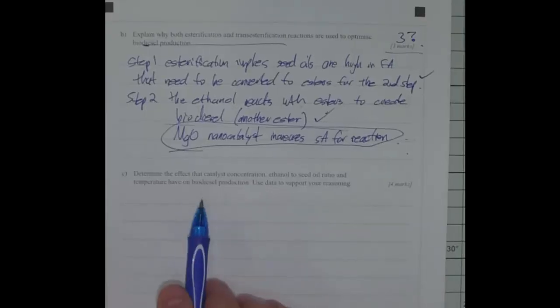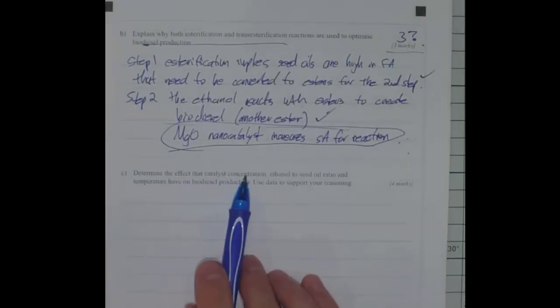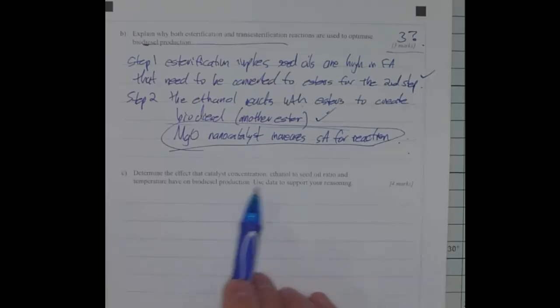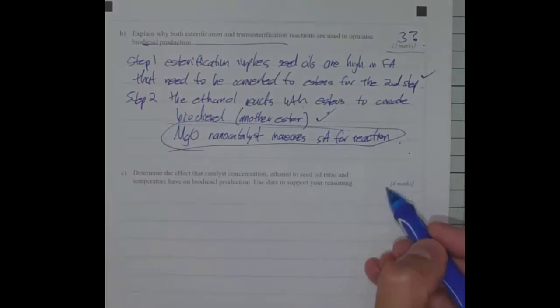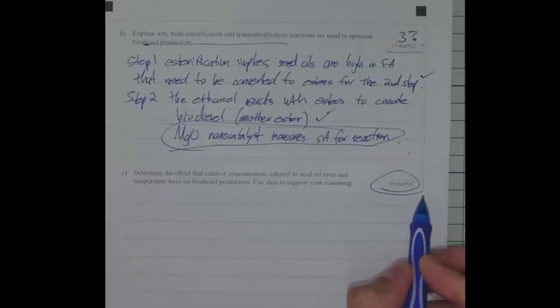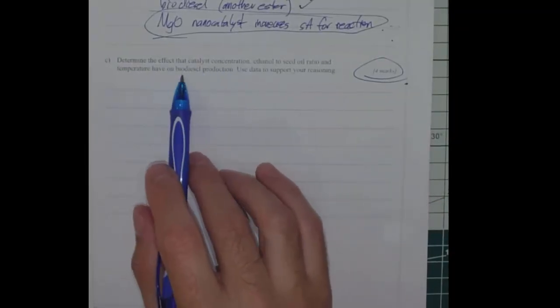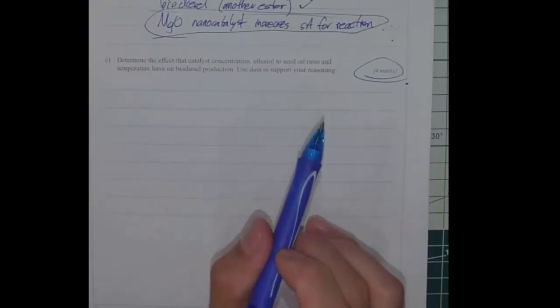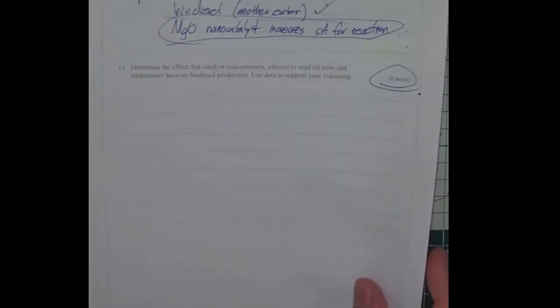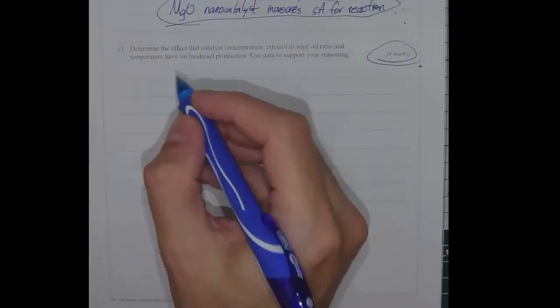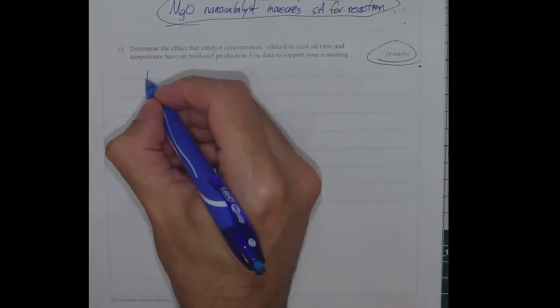All right. Determine the effect that catalyst concentration, ethanol to seed ratio, and temperature have on biodiesel yield. Use data to support your reasoning. What? We've dealt with that already. And we have to keep flipping the page. I'll just open it up on the other side so I can look at it. That really seems like a waste of time.